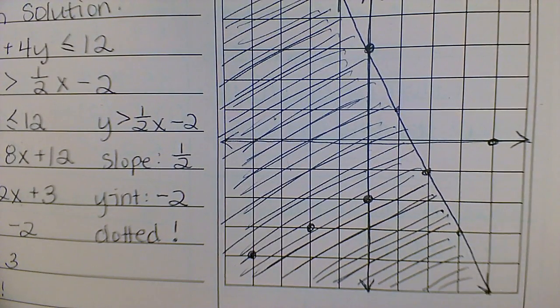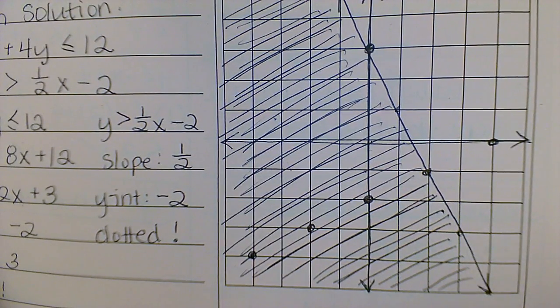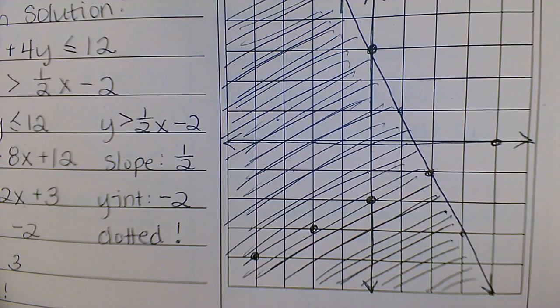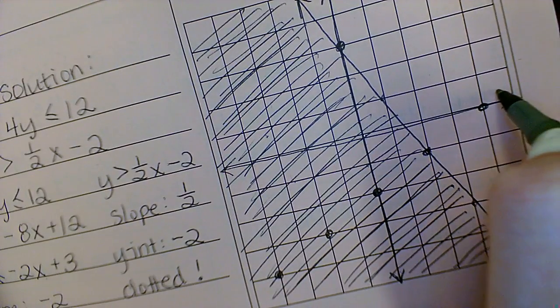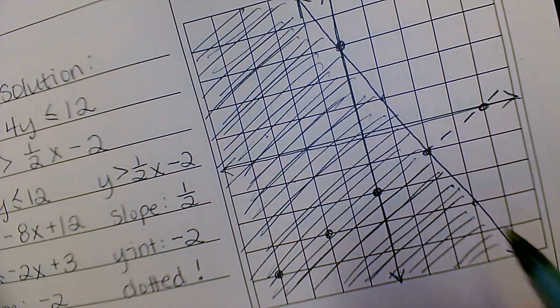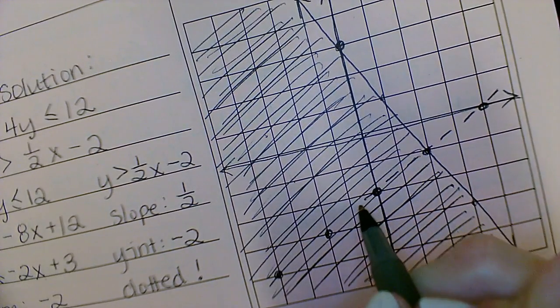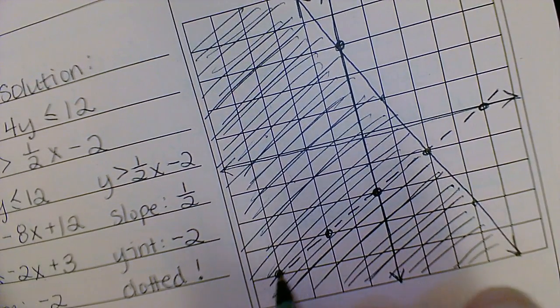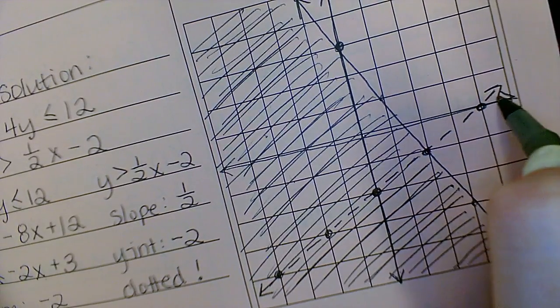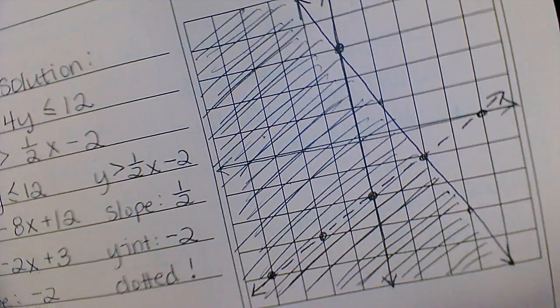Now, what's the other detail about this line? Yep, you said it, it's dotted. So I want to be very careful when I'm graphing this, just to make sure that it's very clear that it's dotted and not solid. That to me is very clear.